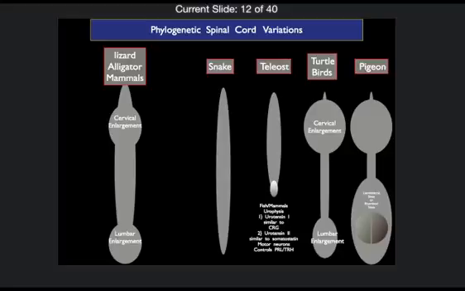Interesting, in turtles and birds, the cervical area is very large, and the lumbar area is relatively small. Why? Because if you look at the legs of a bird, it's not too much, and they don't use their legs a lot other than when they're making a landing. The pigeon is interesting.